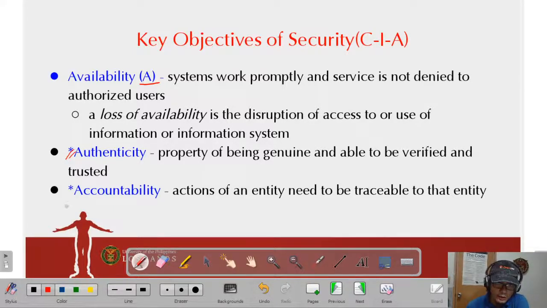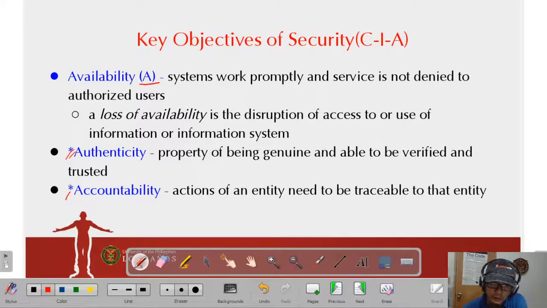Then the second one is accountability, in which the actions of an entity need to be traceable to that entity. When I log into an account, then the system should be able to tell that I indeed logged in to that account. So that is accountability, and the actions performed on that system can be traced back to me. I cannot, let's say, argue that I did not use that system during these days.